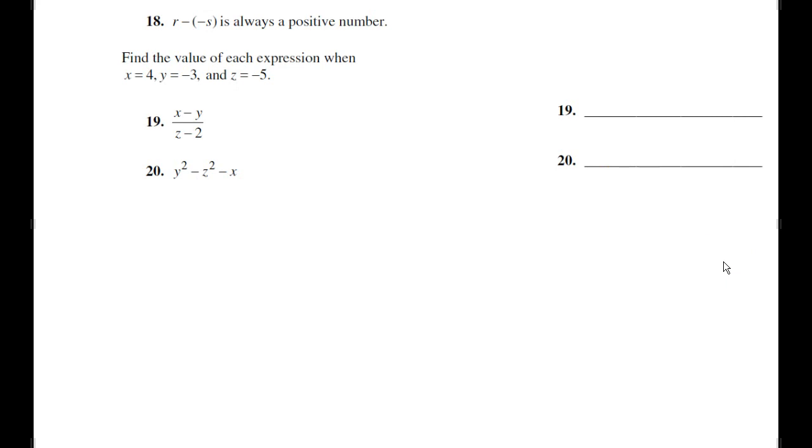I see we're moving on to 9 minutes, so hopefully we can get this done in 10. Here we want to carefully substitute and see what we get.